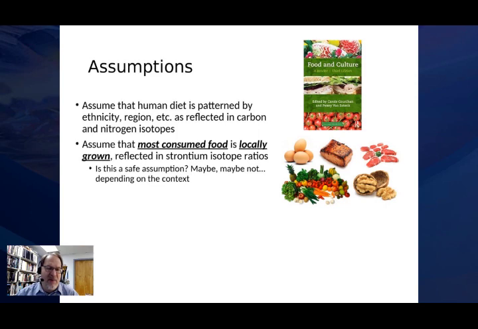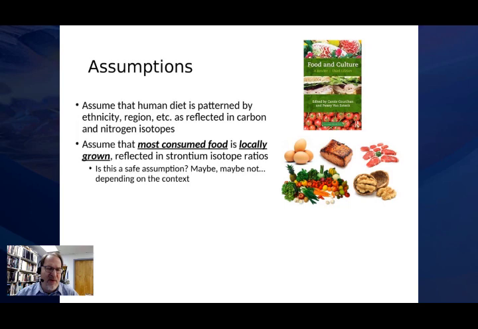And we are assuming that most food that is consumed in the areas where these migrants are coming from is locally grown, as reflected in strontium isotope ratios. We know that, like in places like the United States, food can be imported from far away, and that it can be very difficult to say that the strontium value in a person's bone or tooth is reflective of the local geology. So that's something that we have to do a lot more research on in the United States.